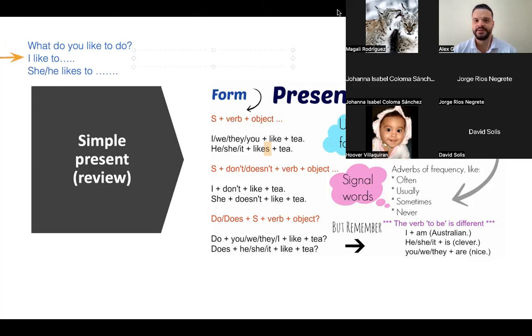Excellent. Very good. So here we could put an example. We could say something like, I like to play video games. Absolutely right. So I like to play video games. Subject plus the verb. And then we have the complement, the object, to play. Excellent. What about George? Hi, George.